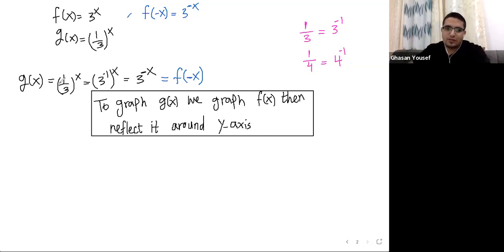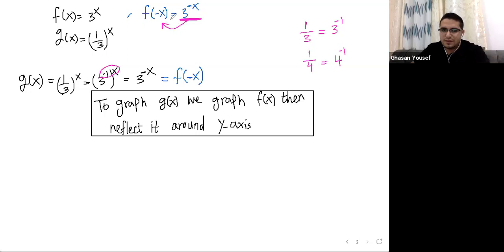So if I want to move the 3 up to the numerator, I have to use the minus exponent. Now, because I have an exponent inside parentheses and another exponent, we have to multiply them together. So I get minus x. And this is actually f of minus x, because if you substitute the variable minus x instead of x, you get f of minus x equals 3 to the minus x. So f of minus x equals 3 to the minus x, which is the same as g of x, because g of x is equal to 3 to the minus x. So this is equal to f of minus x.